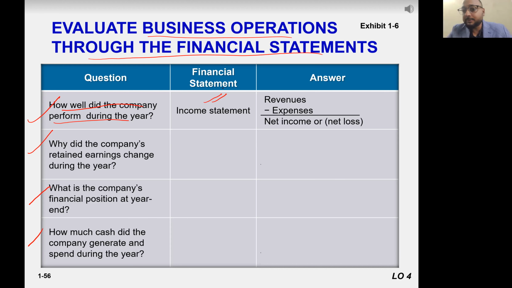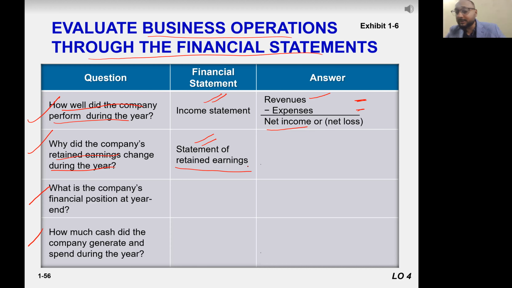And what is the formula for the income statement? Simple. You write down all the revenues, add them, and minus all the expenses. You will find out net income or net loss. Then, number 2, what did the company's retained earning change during the year? How much the business retained of the net income and how much it distributed as dividend. This is going to be presented in the statement of retained earning.